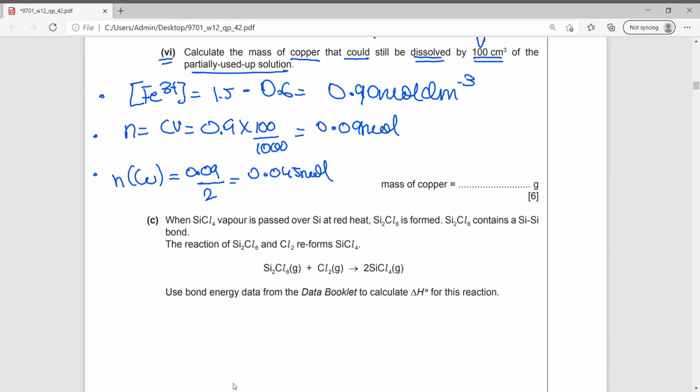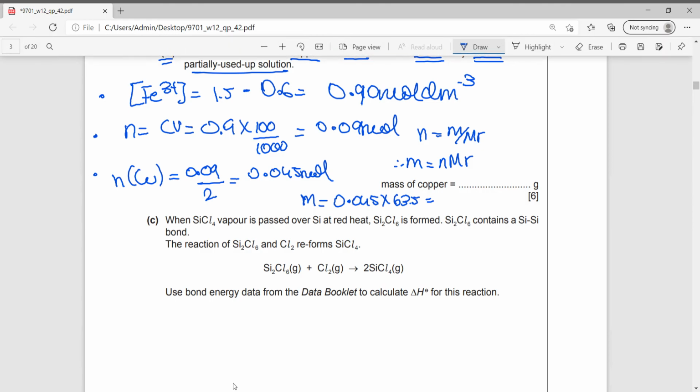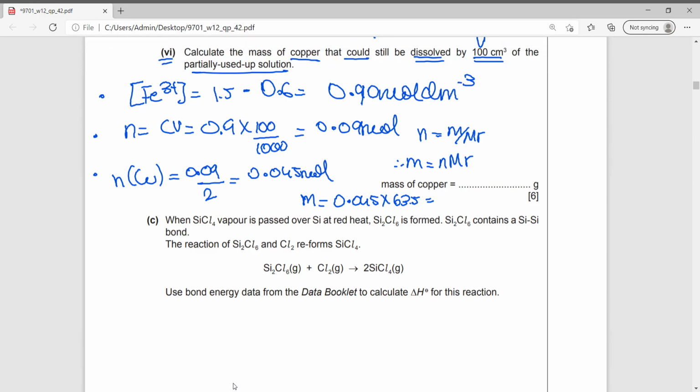And then you use the last equation, n is equal to m by Mr. Therefore, the mass of copper is equal to its moles times its Ar, actually, but there's a formula. So its mass would be 0.045 × 63.5, that is 0.09 divided by 2 times 63.5. And that answer turns out to be 2.86 grams, rounded to 3 significant figures.